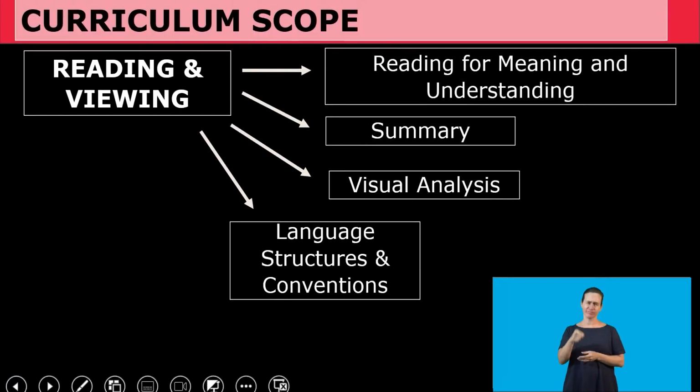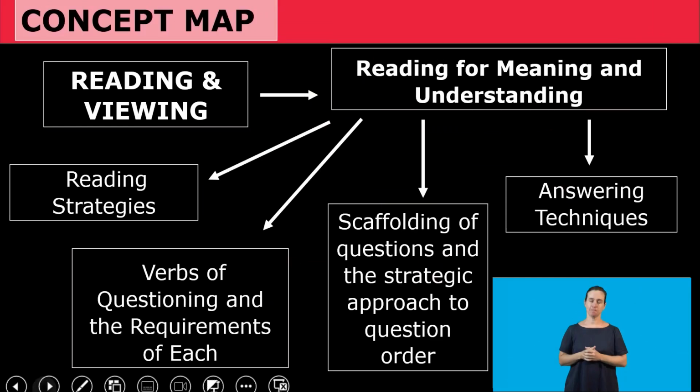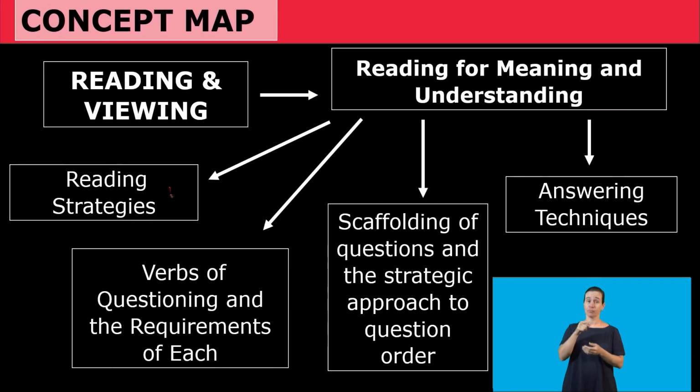Let's get into it. When we look at the curriculum scope, reading and viewing has a few components. It's reading for meaning and understanding, the summary, visual analysis, and language structures and conventions. Our focus today is on reading for meaning and understanding. Our concept map consists of the following. We're going to focus on reading strategies, verbs of questioning and the requirements of each, the scaffolding of questions and the strategic approach to each question and the question order, and then answering techniques.